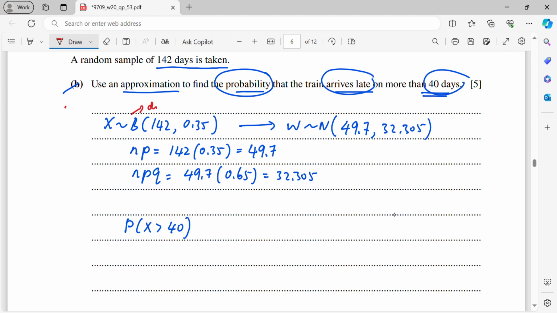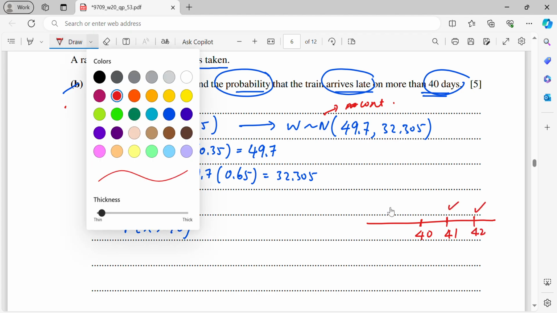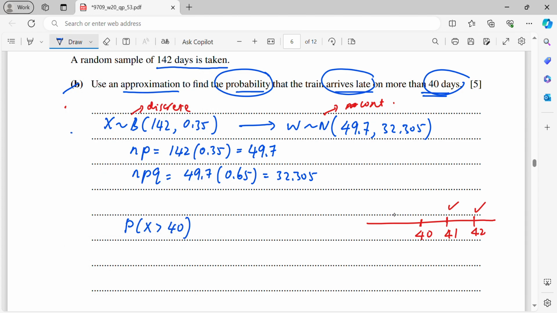Okay, binomial is basically discrete. And now you approximate to normal. This normal is continuous. So from discrete to continuous, you need to consider the continuity correction. Which means now you label 40. Greater than 40 means that you accept 41, 42, and so on. But since the continuity correction factor is needed, you have to plus and minus 0.5 from the given x, which means either 39.5 or 40.5.